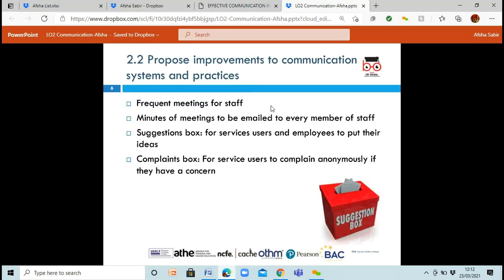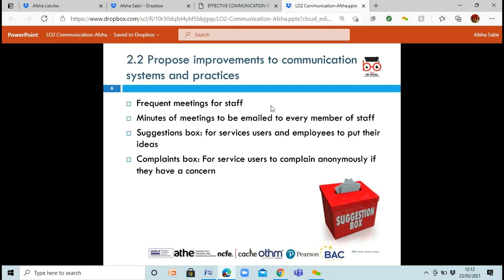Yeah. And then just a couple more suggestions. Have frequent meetings for staff. So have a weekly staff meeting, when everybody can come and attend. If they can't attend, make sure there's minutes of the meetings. Minutes of the meetings are just a document where it'll say that Lee proposed these changes, Afsha said this, David said this, Rebecca said this. What happened exactly in the meeting.